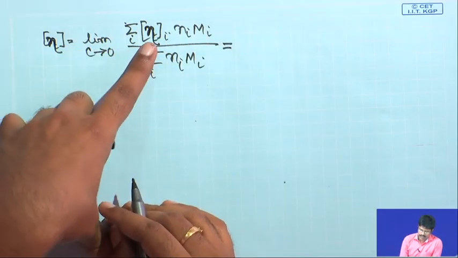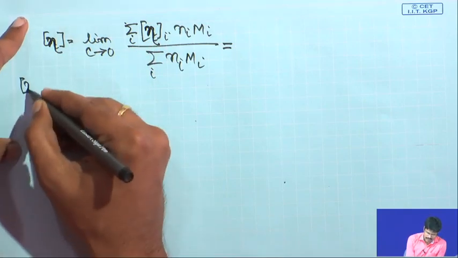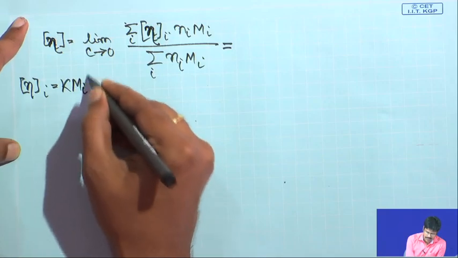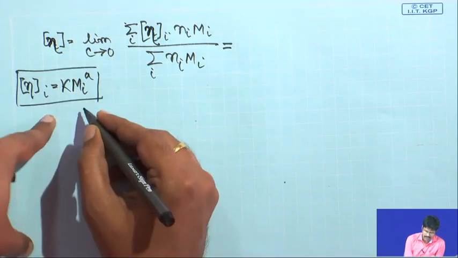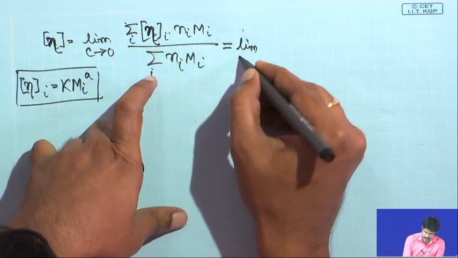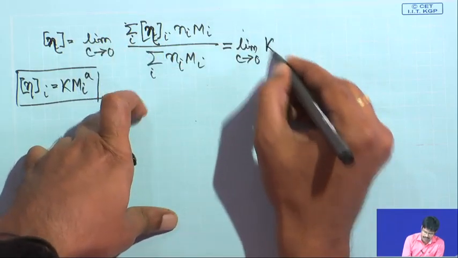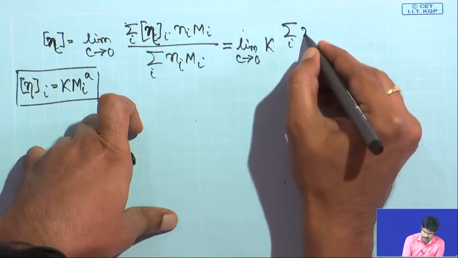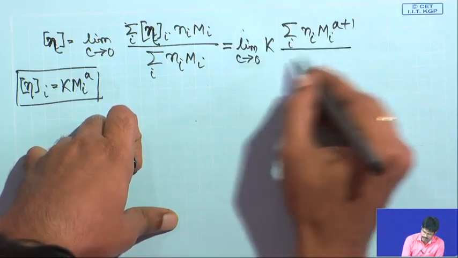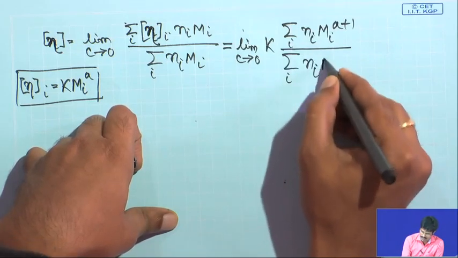Now, your eta I, you know that eta I in the previous page I had written, that is equals to K M I to the power A, the Mark-Houwink equation. So, you replace that here. If you replace that here, that becomes C tends to 0, K comes out, K is constant, and sum over I N I M I to the power A plus 1 divided by sum over I N I M I.